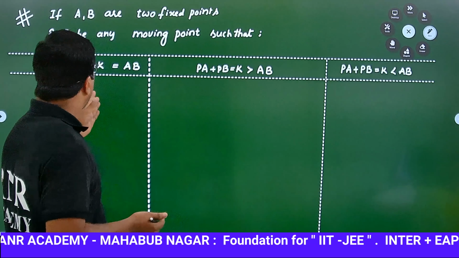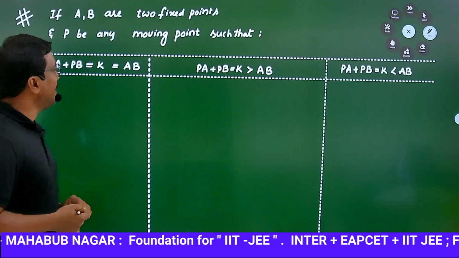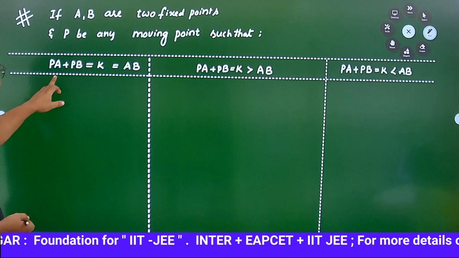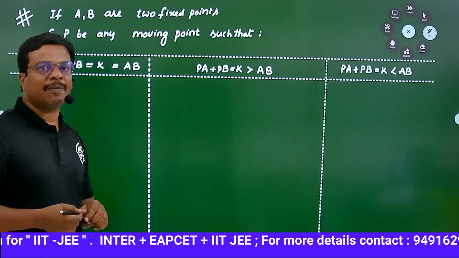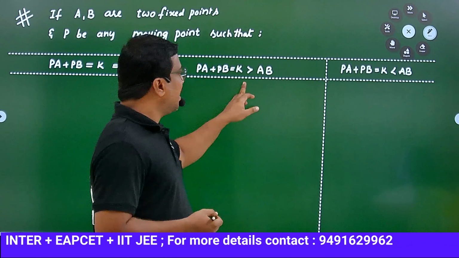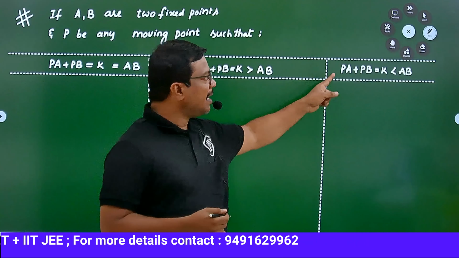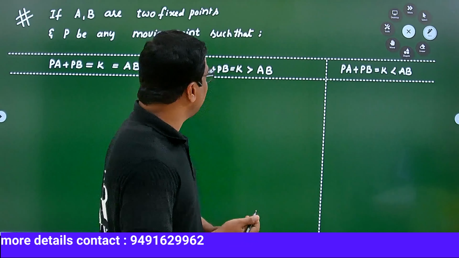See here, if A, B are two fixed points and P be any moving point such that there are three conditions. First one, PA plus PB equal to constant and that constant equal to AB. Second one, PA plus PB equal to constant and that constant is more than AB. Third one, PA plus PB equal to constant and that constant less than AB.